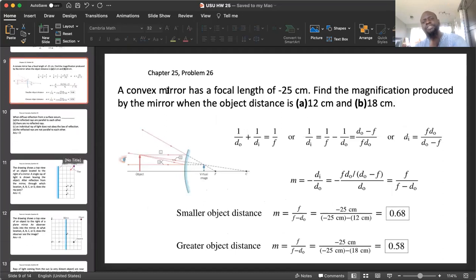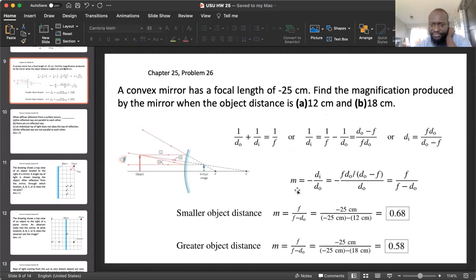A convex mirror has a focal length of -25 cm. Find the magnification produced by the mirror when the object distance is this and that. So first of all, when we have the focal length given, we can find the image distance. So 1 over d image is 1 over focal length minus 1 over d object, or d image is f d object over d object minus f when you simplify this.